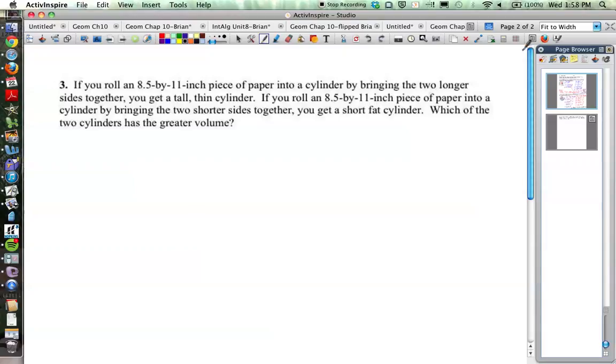So if you take a piece of paper and make a taller, longer cylinder, is that the same volume as if you turn it 90 degrees and put the two short sides together and create a shorter, fatter sort of cylinder? Let's take a look at what we have here. So first off, let's sketch this problem.